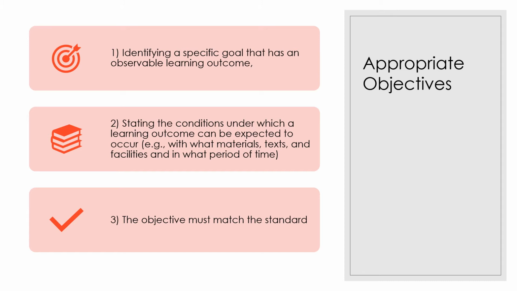What we can do is we can see them respond to questions. We can see them choose a particular picture. We can see them write an essay or label a picture, but we can't see learning directly. So make sure that the words that you're using in your objective are observable. And then you're going to state the conditions under which the learning will occur. So what materials, what texts, what facilities, and what time period will they have to demonstrate their learning. And then finally, the objective must match the standard very closely.